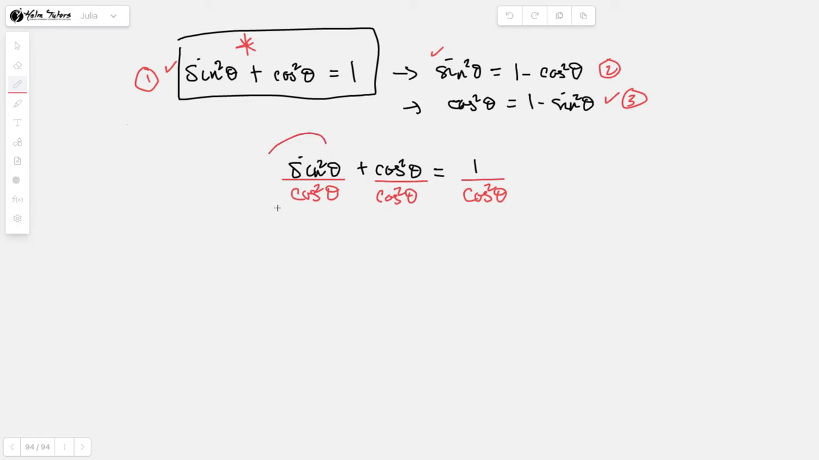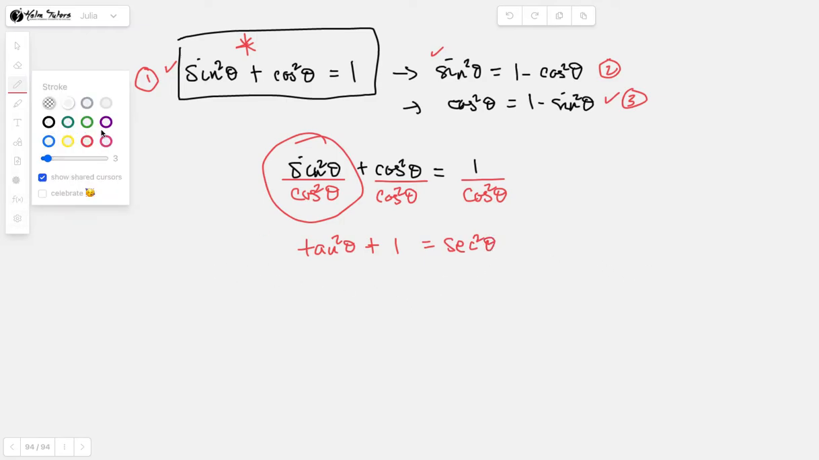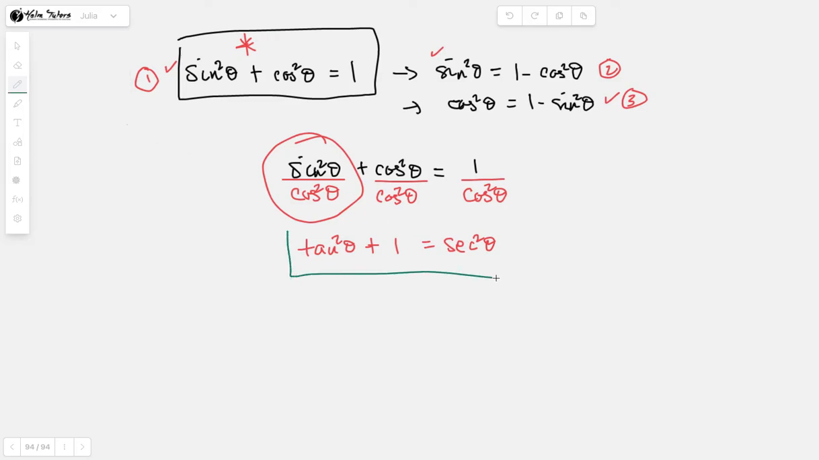When we do, look at what happens. First of all, sine squared over cosine squared, what is that? Yeah, tangent squared, absolutely. Plus cosine squared over cosine squared, which is obviously 1. The right side is clearly secant squared, and that's why we divided by cosine squared on both sides to begin with. So here's the other identity, the one about secant and tangent. From here you could solve for tangent squared: tan squared theta is equal to secant squared theta minus 1. Fair?